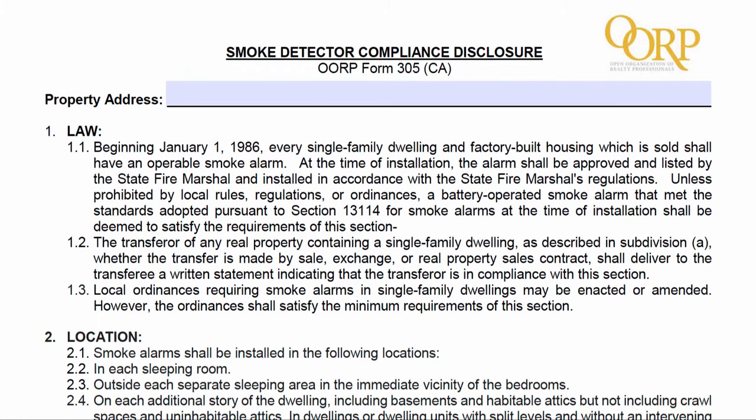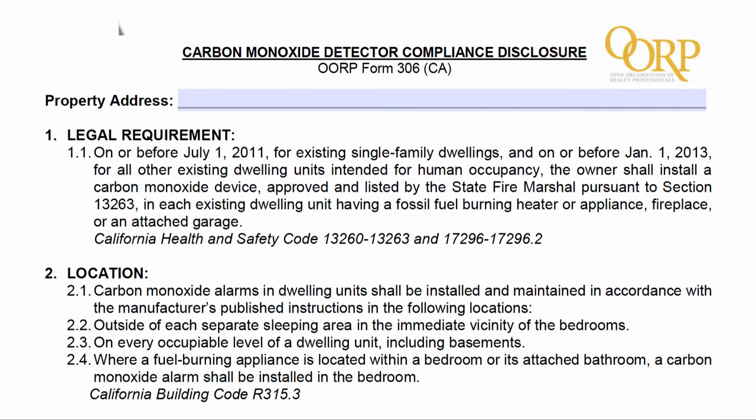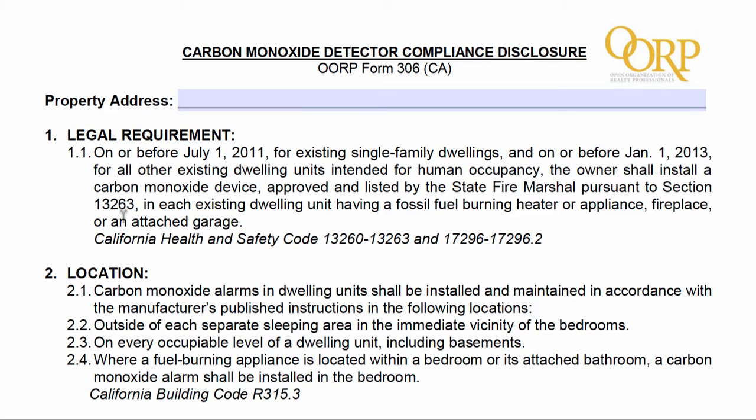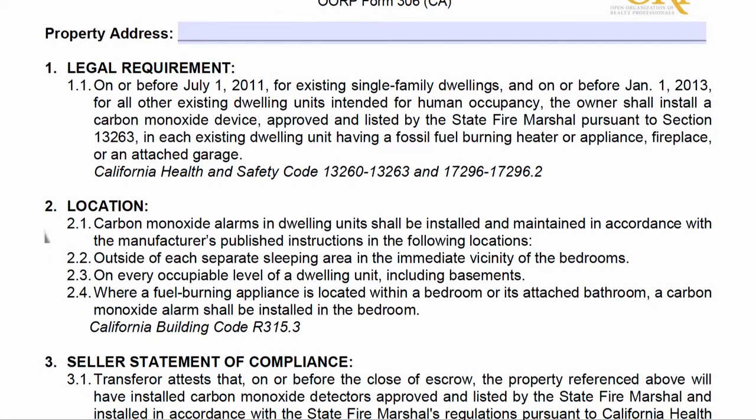Alright, now we're going to move over to the carbon monoxide detector disclosure. Same idea, property address is going to go here. Section 1 is going to address the legal background of why it's required. Section 2 again nicely explains where the carbon monoxide detector should go. In this case, it says that there should be basically a detector outside of the sleeping area in the immediate vicinity of the bedrooms. So just like smoke detectors, you would have one outside the bedrooms, maybe in the hallway.